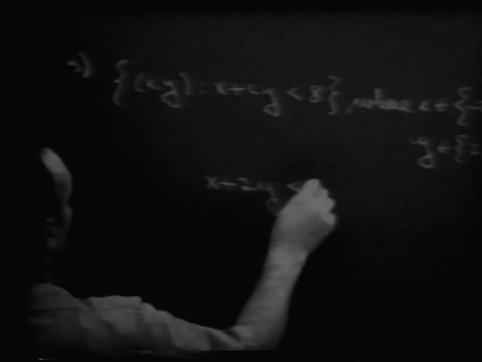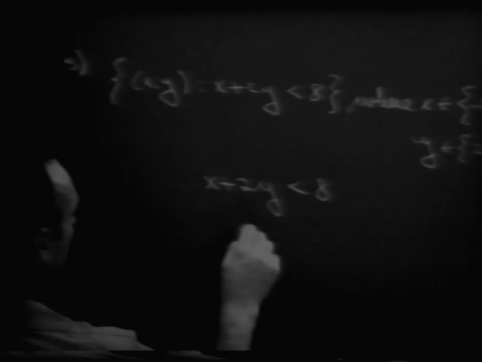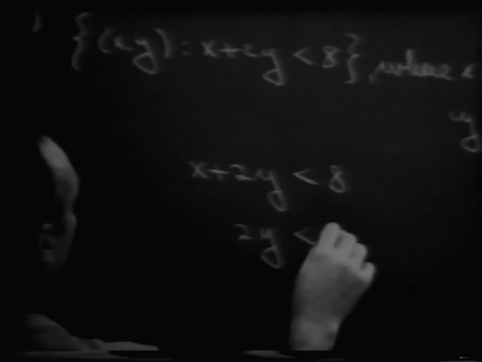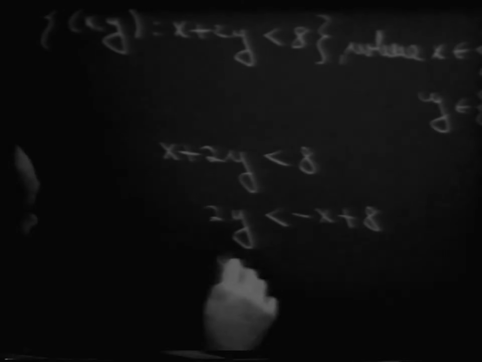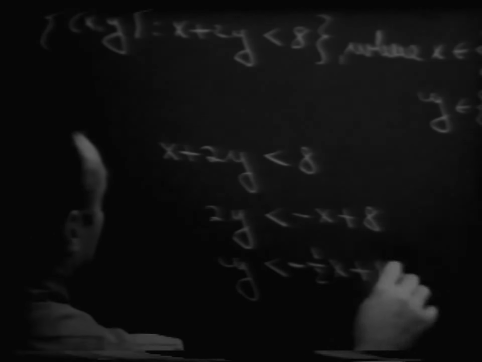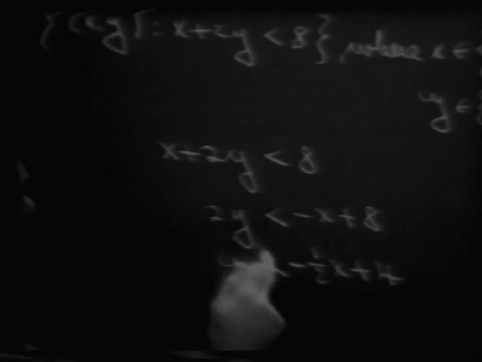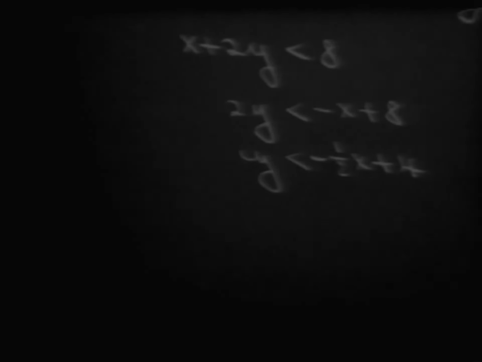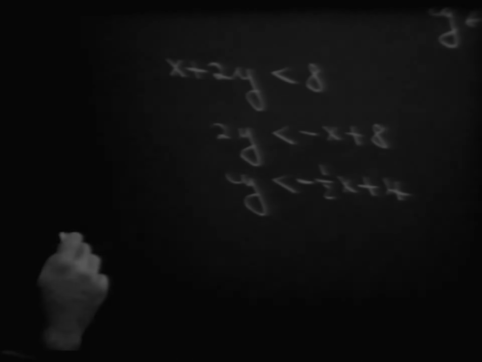x plus 2y is less than 8, okay? Let's subtract x from both sides. We'll have 2y is less than the opposite of x plus 8. And now let's divide by 2. We have y is less than negative a half x plus 4, okay, plus 4 now. Since we're dividing by a positive number, the order of the inequality stays the same. Is that right? Okay? Now, let's go through the same procedure.